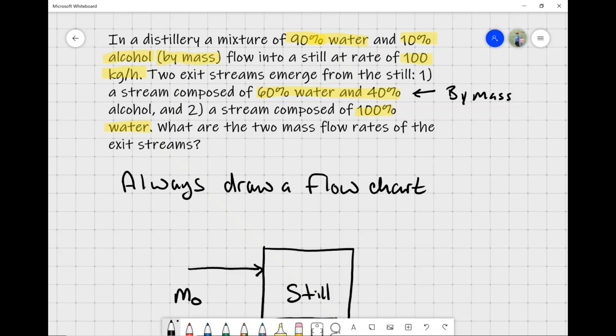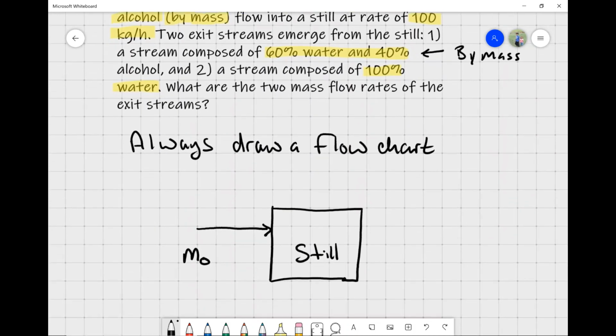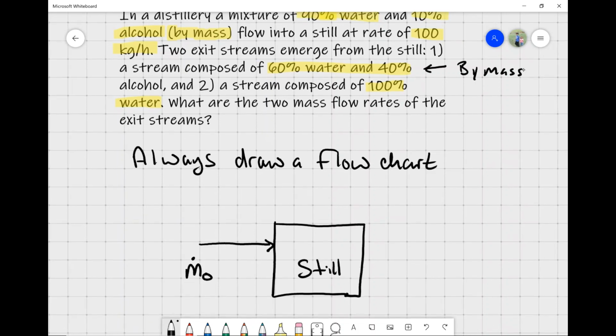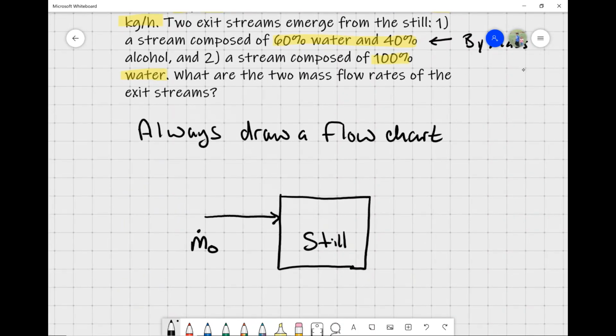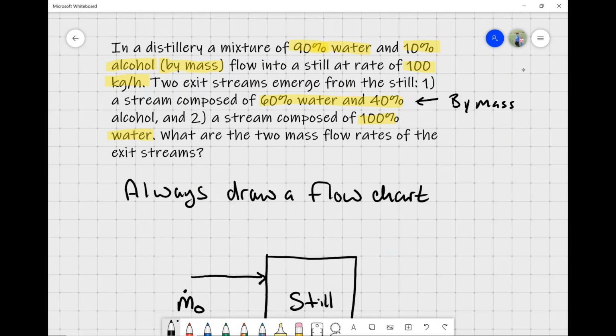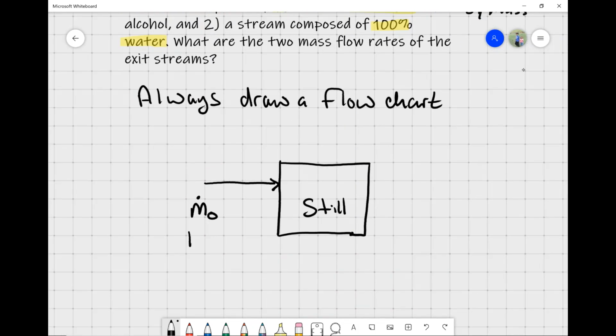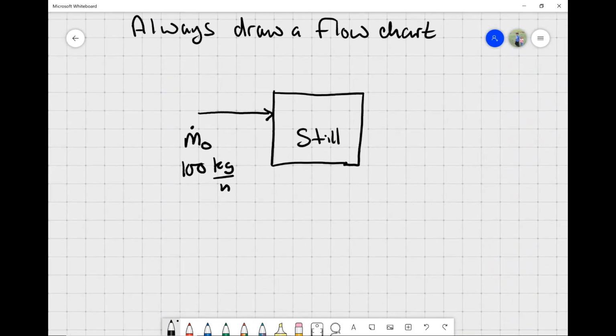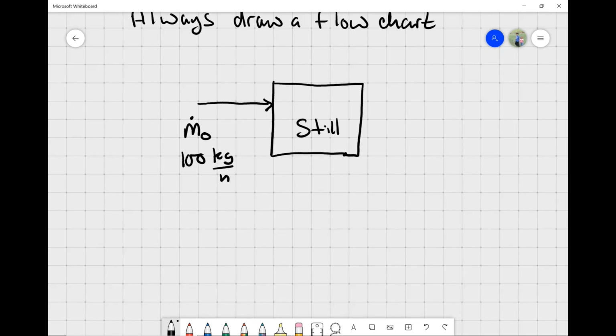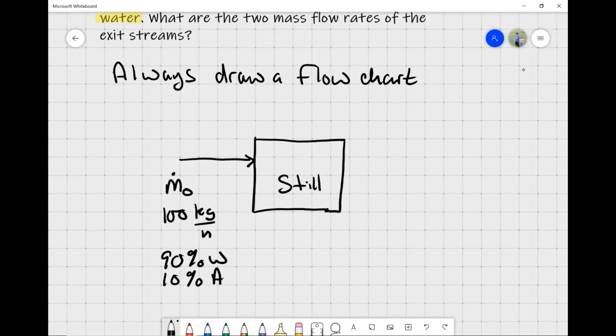And I know some things, so it helps to list things. So we know it's a mass flow rate, it's M naught. The flow rate is 100 kilograms per hour. And I'm going to go ahead and abbreviate water as a W and abbreviate alcohol with an A. So it's 90% water and 10% alcohol. And then it said we had two streams.